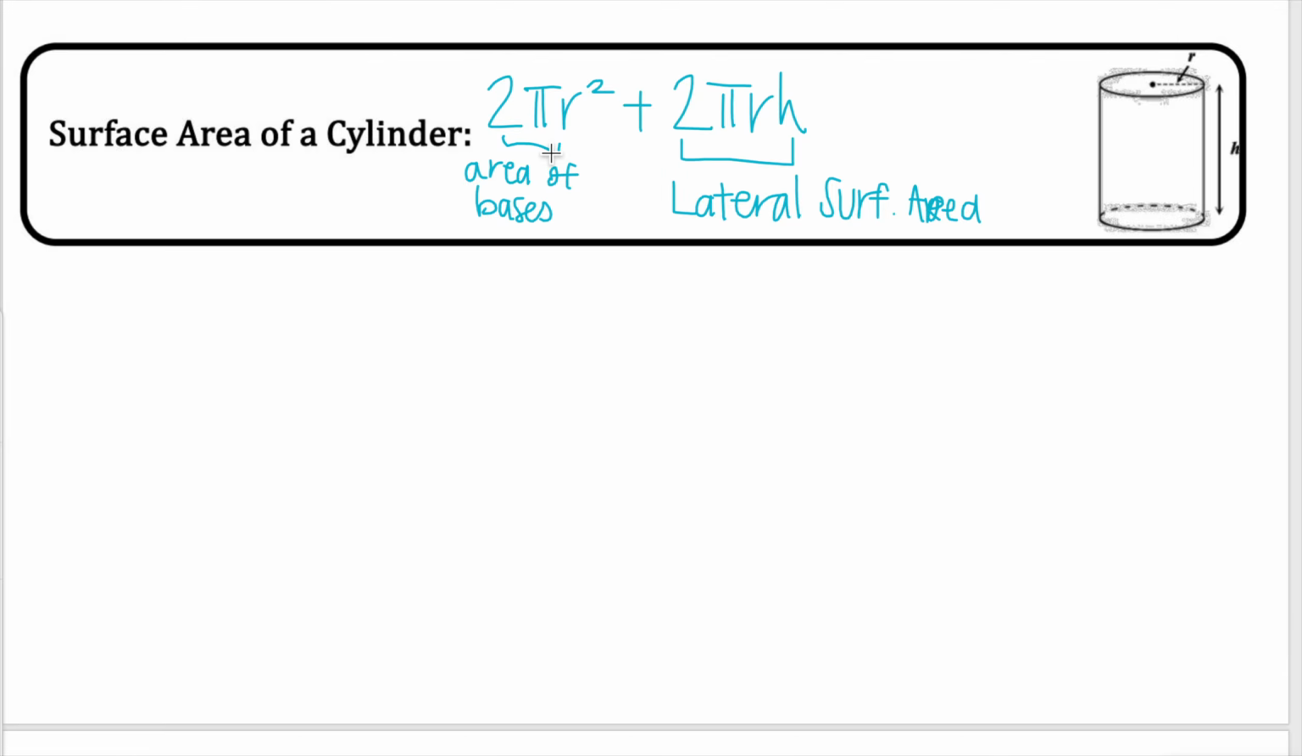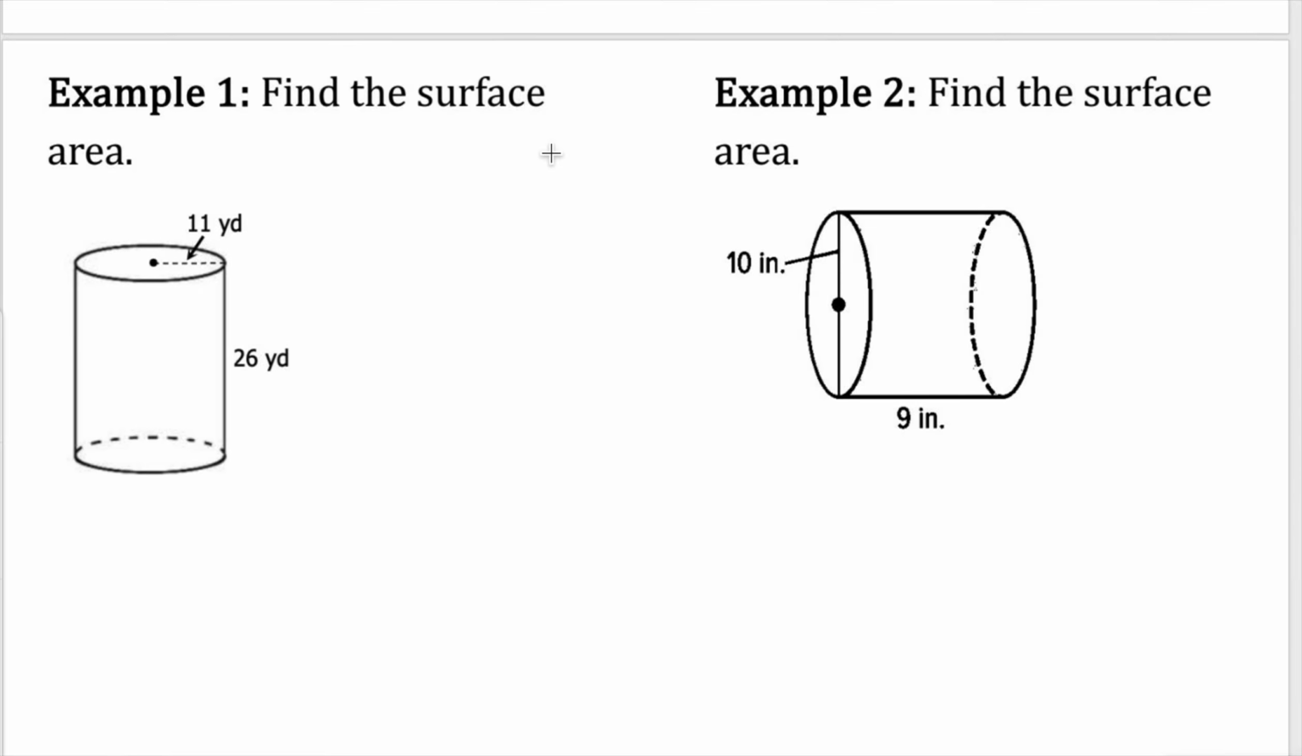So you think about a cylinder as kind of like a can, and the label on a can is in the shape of a rectangle. We're basically finding the area of a rectangle. The only problem is we need the length of a circle, which is the circumference, times the height. Okay? So what we're going to do is find the surface area.